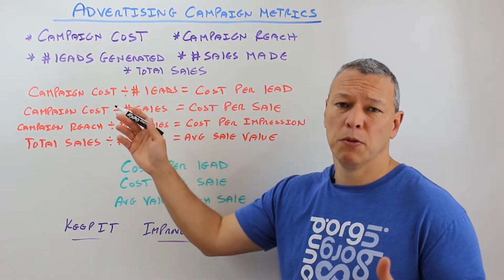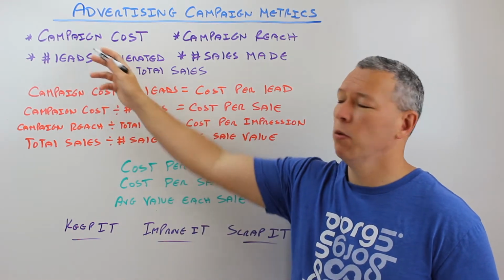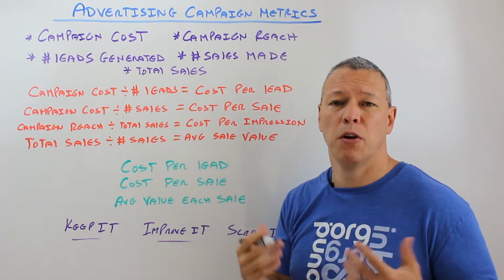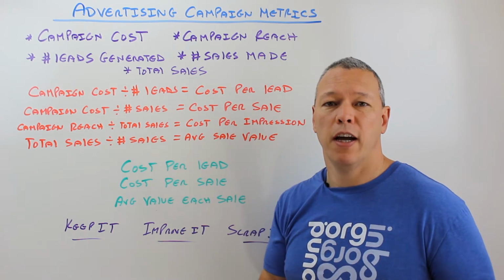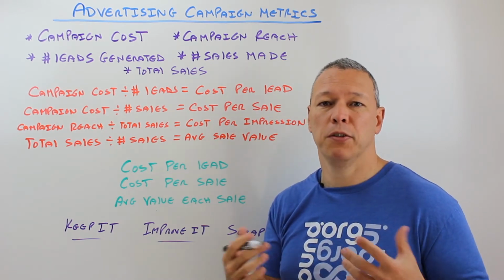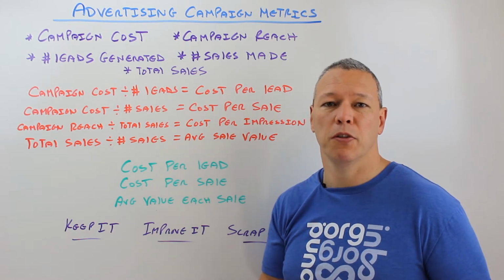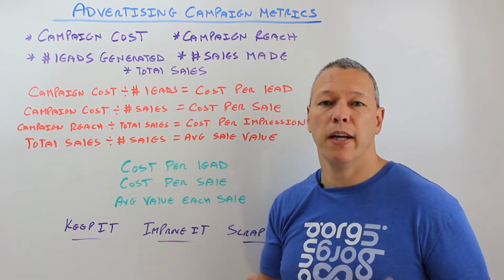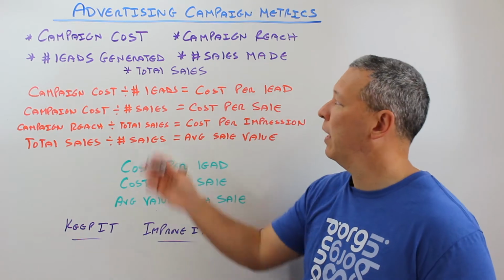So some of the things we want to track is, number one, we want to track our campaign costs. We want to know how much that advertising campaign is going to cost. If that's a $1,000 newspaper ad, or you're spending $2,000 a month on Google AdWords, or a $500 Facebook ad, something like that, you want to know how much you're spending.